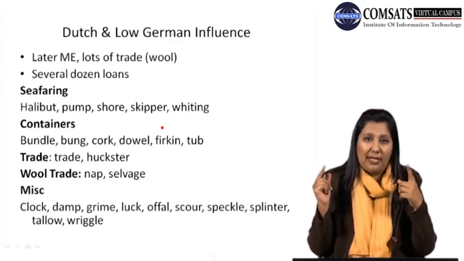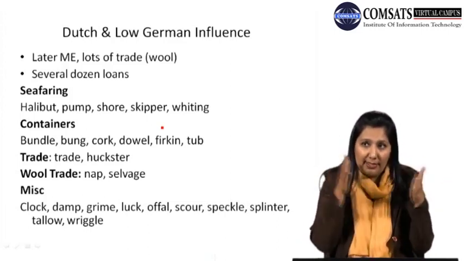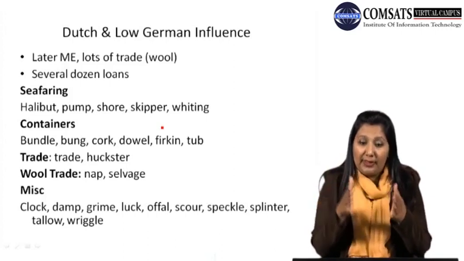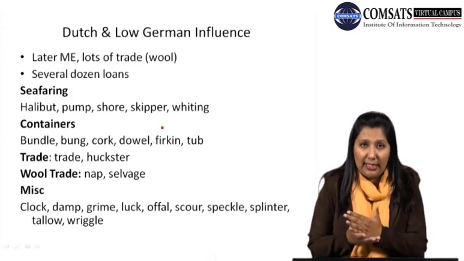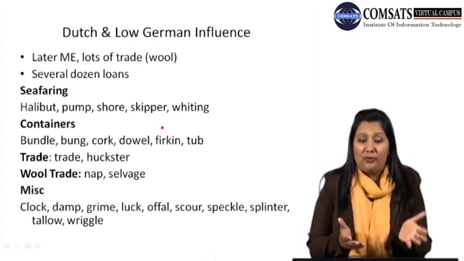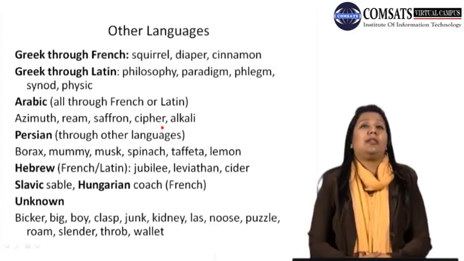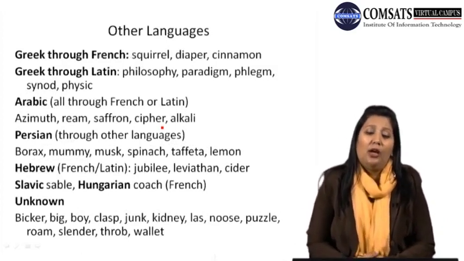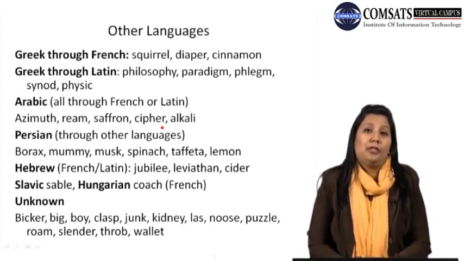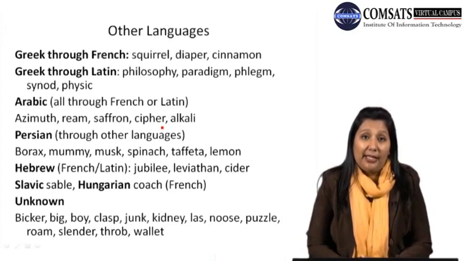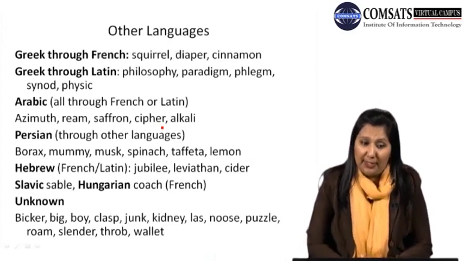You remember the previous lecture where we discussed the German, one was High German and the second was Low German. These are the influences that have made their contribution in English from the Low Germans as well as from the Dutch. Some other languages, let's look at some preview of other languages that have contributed towards the development of vocabulary items as well as the syntactical structures of English in the Middle English period.